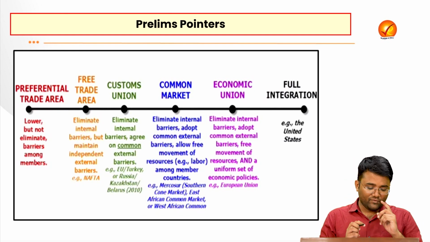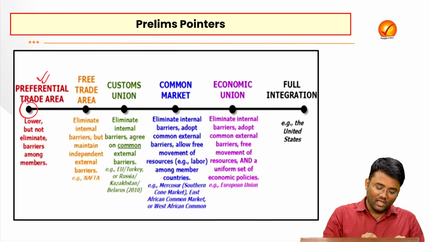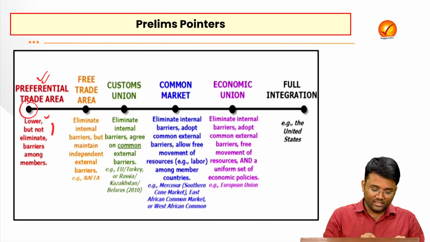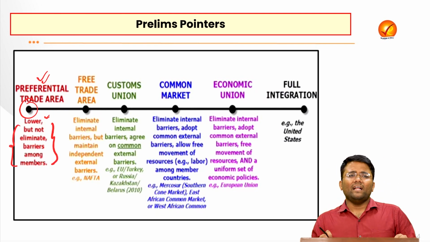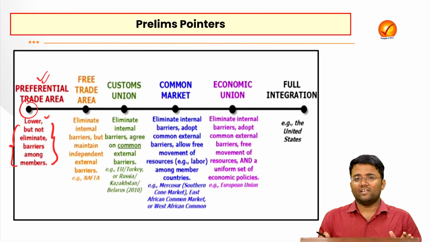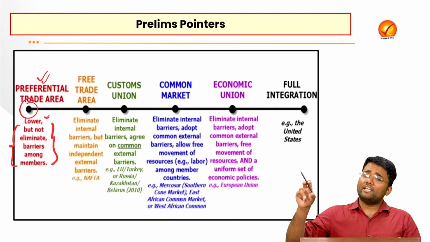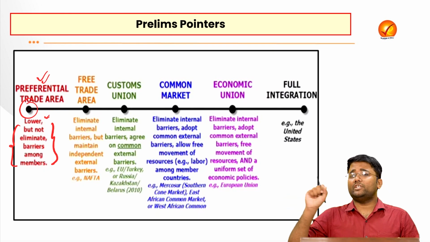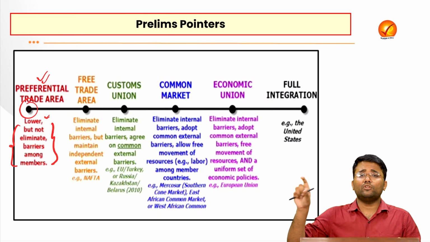For example, the first level of integration is the preferential trade area, where there is lower tariff, but they do not completely eliminate the barriers among the members. There are limited products, there is a positive list which is maintained under the preferential trade area, where the preferential trade area agreement will be applicable on those positive list commodities only, that both countries will be reducing their tariff or non-tariff barriers only on those products.